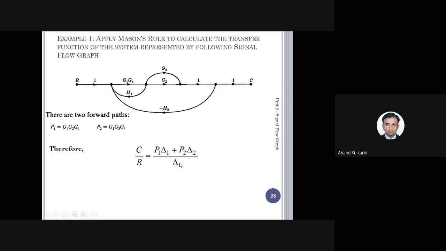Then the next part is that we have to find the number of loops present in the system. In this case, there are 3 loops. Directly write the loop gains which are available.